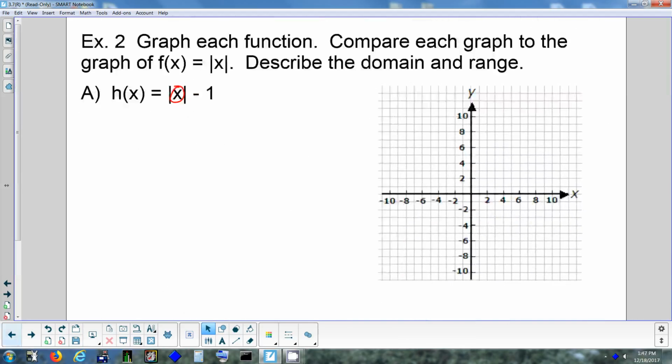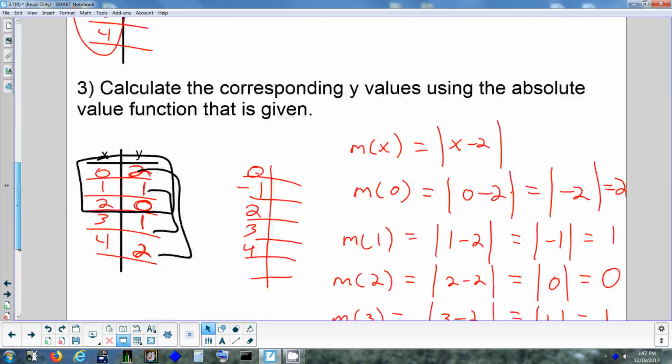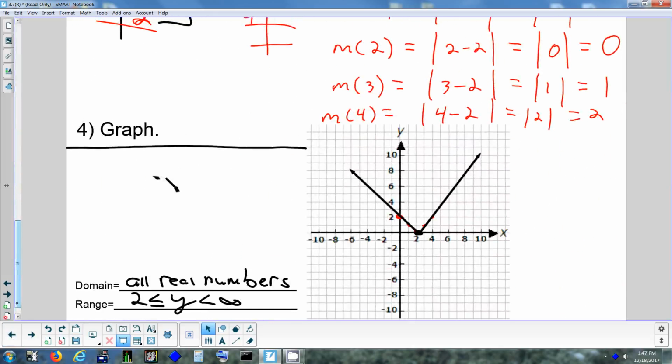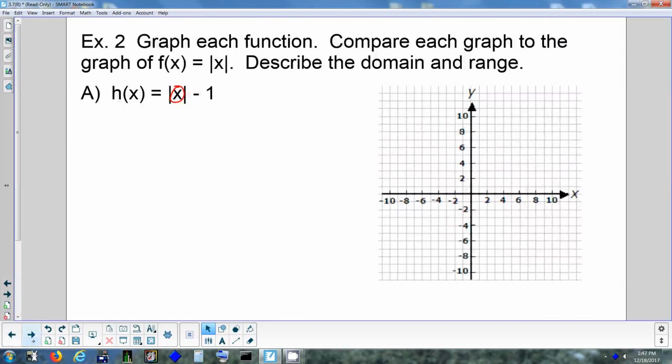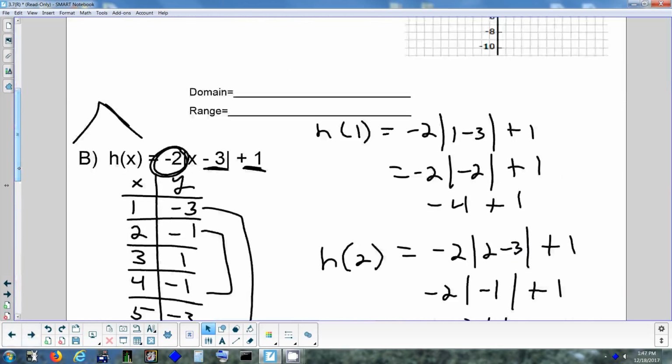I don't know if you guys noticed on that last one, but that V shape got skinnier. Everybody see how that one is a little wider than the last one we did? It got skinnier. You're not going to have to describe if something gets wider or skinnier. All you have to describe is did it move up, down, left, right.